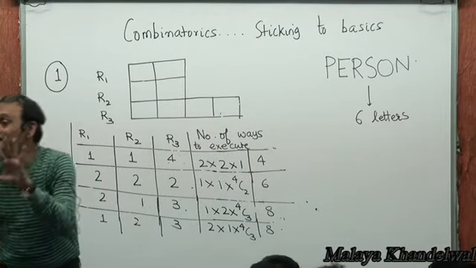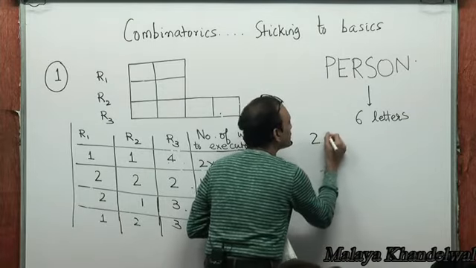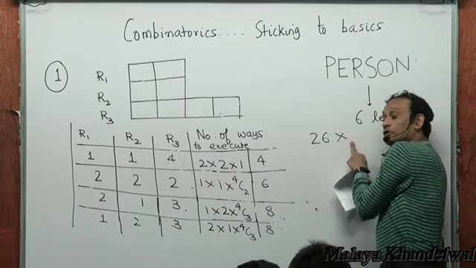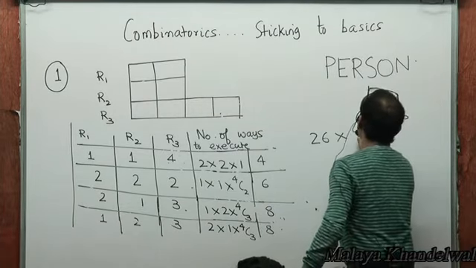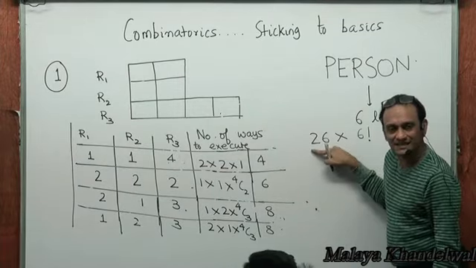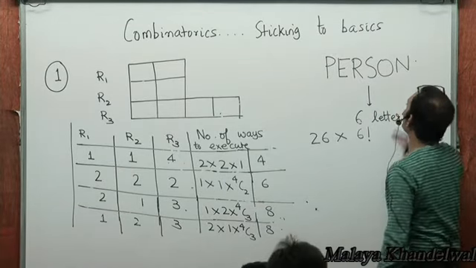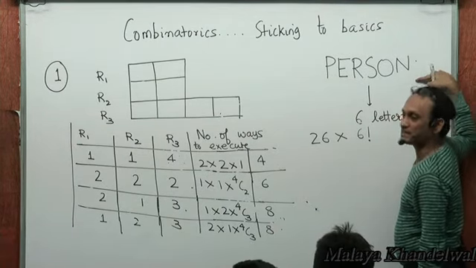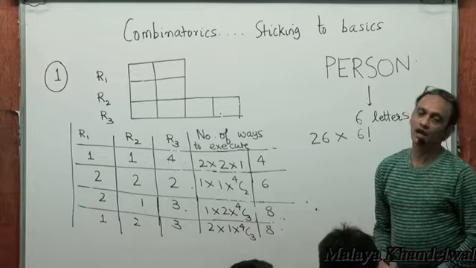26 ways of selecting 6 cells. Yes or no? You have selected 6 cells in 26 ways. Then each way of selecting 6 cells can be populated by these letters in 6 factorial ways, one letter per cell. So 26 into 6 factorial, whatever turns out to be, is the answer.